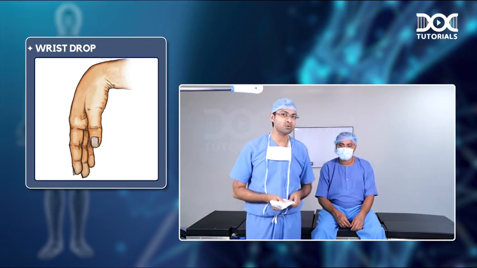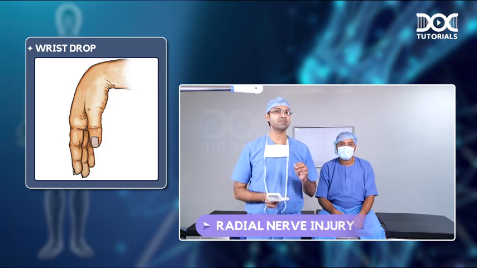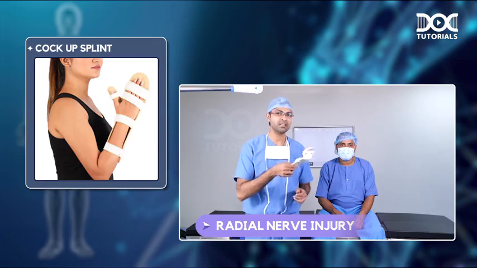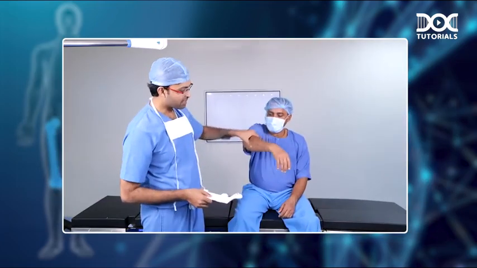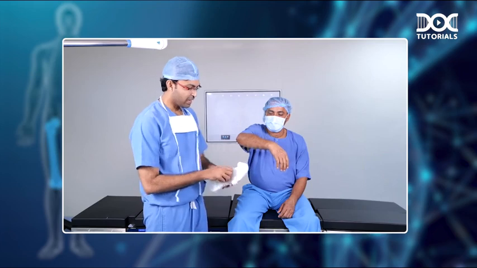And which condition produces this? It is seen in radial nerve injuries. And the treatment for radial nerve injuries causing wrist drop is to give a cock-up splint like this. So imagine a patient with wrist drop like this. What you do is that you can apply this splint.